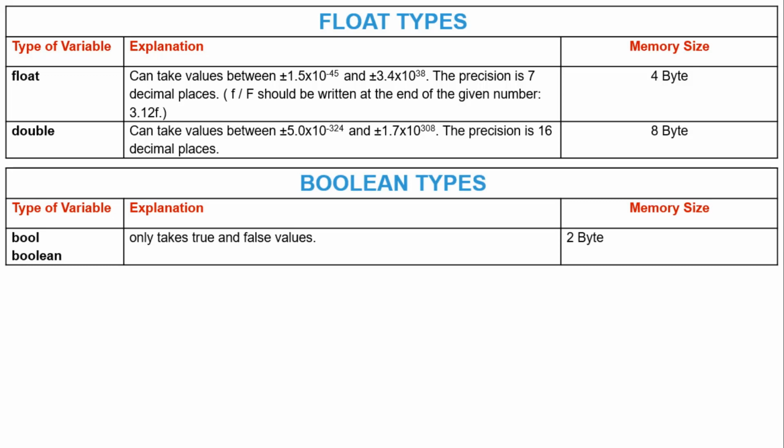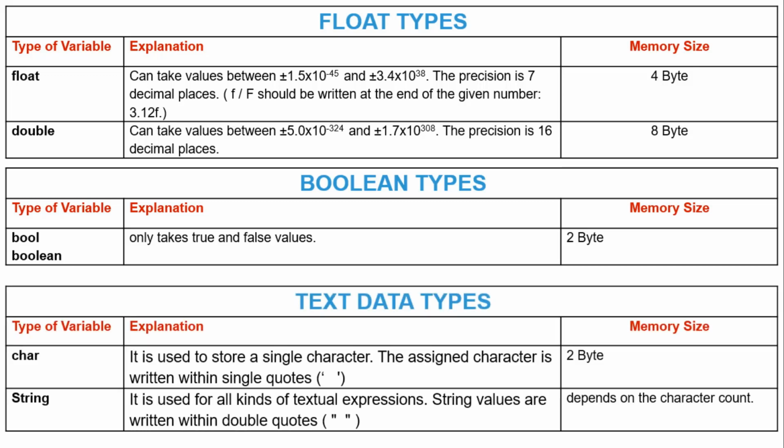The Boolean variable type, also written as bool, only takes the values true and false and occupies 2 bytes of memory. There are 2 types of string variables. The char variable type is used to store a single character, and we need to enclose this single character between single quotation marks. When it comes to string variables, they have the ability to hold more than one character, and it is necessary to enclose the values of these string expressions in double quotes.